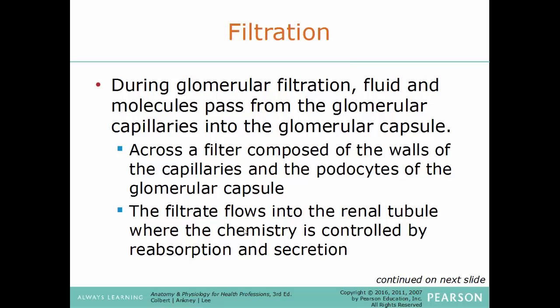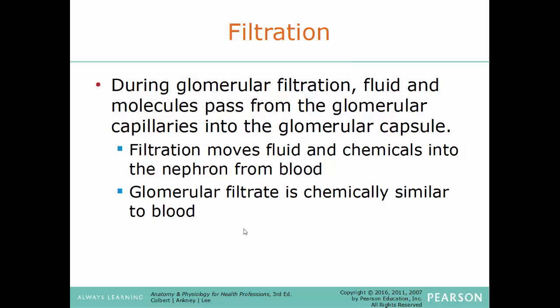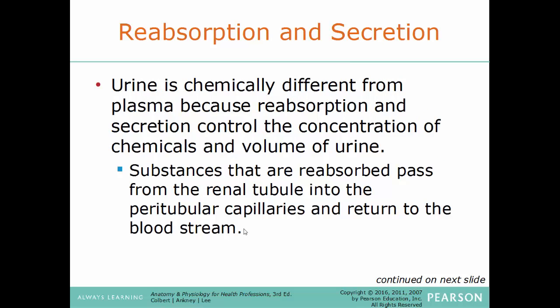Our first one, filtration. During glomerular filtration, like we just talked about, fluid and molecules will pass through the glomerular capillaries into the capsule, and they flow across a filter that's composed of the walls of the capillaries and the podocytes of the glomerular capsule. Whatever is filtered, this filtrate will flow into the renal tubule. And beyond that point, the chemistry is controlled by reabsorption and secretion. The filtration will move fluid and chemicals into the nephron from the blood, and glomerular filtrate is chemically similar to the blood. All right, now we get into reabsorption and secretion.